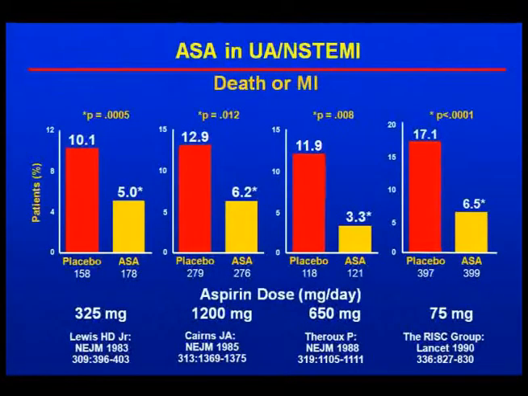Now, of course, aspirin has been shown in numerous trials, shown here, to be beneficial. And I'm showing this slide primarily to show you that the dose in the 4 trials varied. So in these 4 trials, the red bars are the placebo group, the yellow bars are the aspirin group, and the endpoint here is death or myocardial infarction. You can see there's about a 50% reduction in the risk of death or MI in patients who were treated with aspirin compared to placebo in these randomized trials.